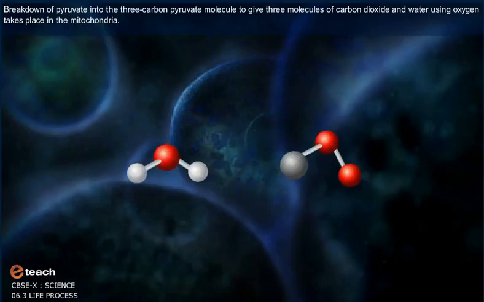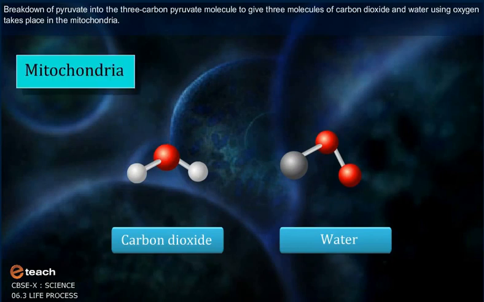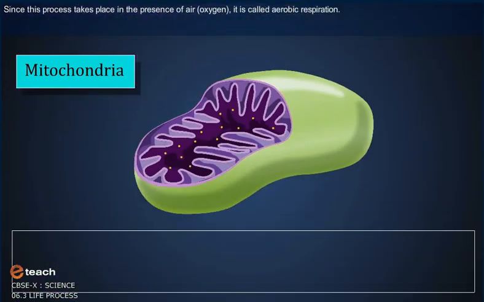Breakdown of the 3-carbon pyruvate molecule to give 3 molecules of carbon dioxide and water using oxygen takes place in the mitochondria. Since this process takes place in the presence of air, oxygen, it is called aerobic respiration.